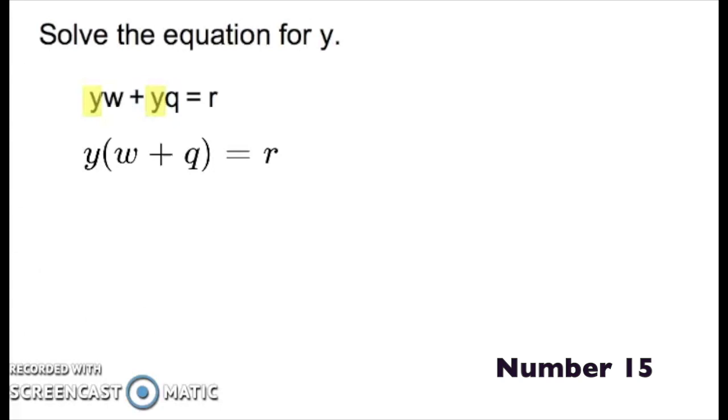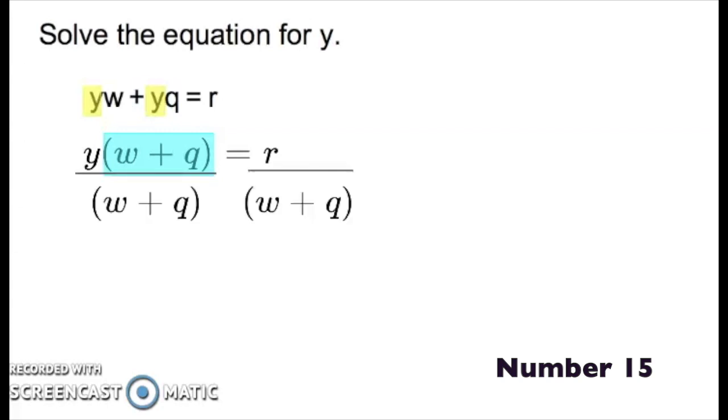So now we still need to solve the equation for y. Notice all of this is being multiplied to y. We need to move all of that away from it. So undoing multiplying, we divide. So we divide both sides by w plus q. W plus q's go away on this side, and all we're left with is y equals r over w plus q. And that's going to be the answer.